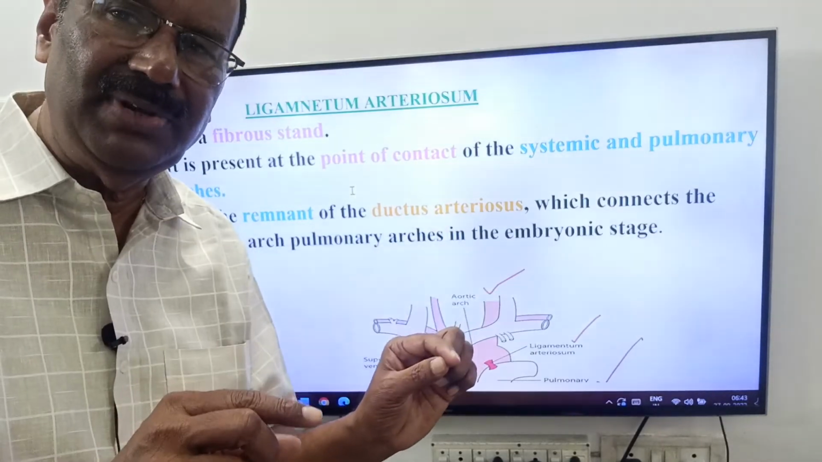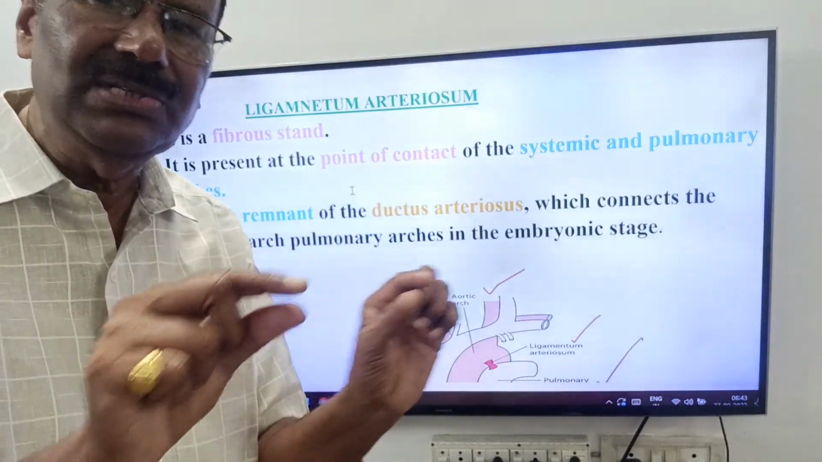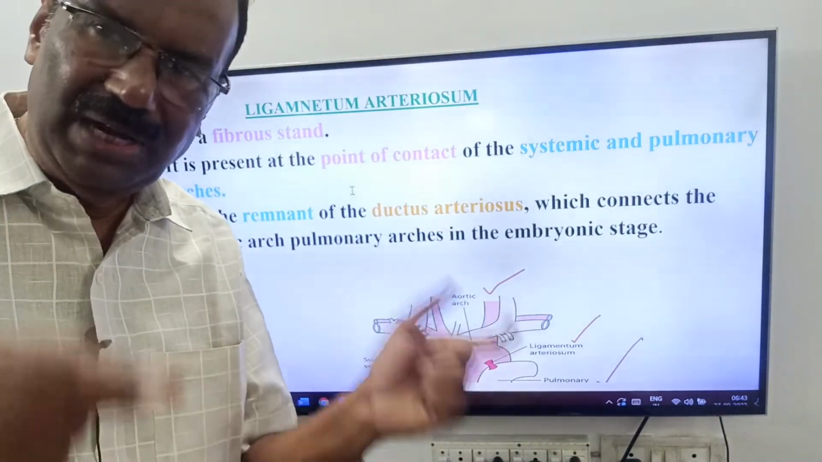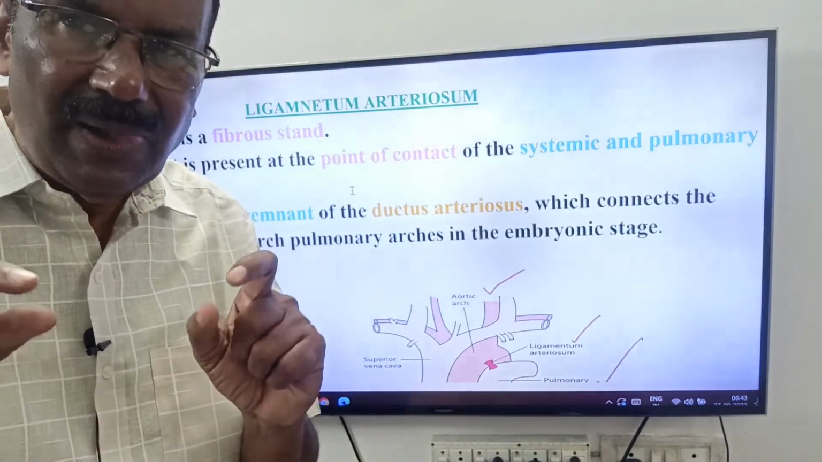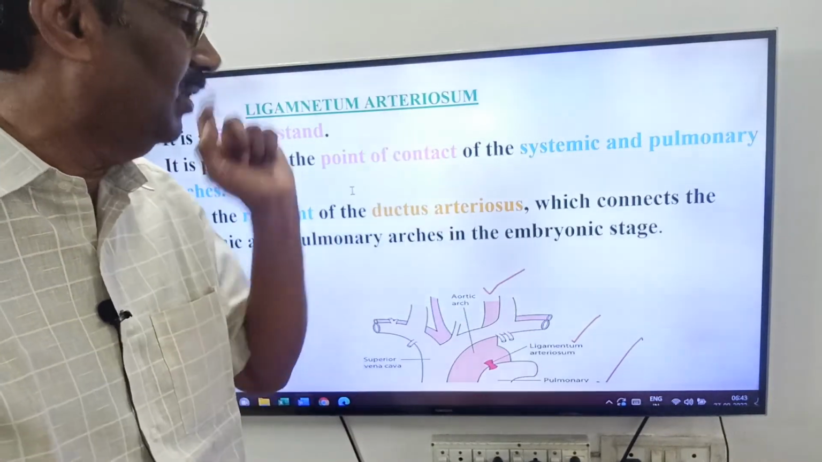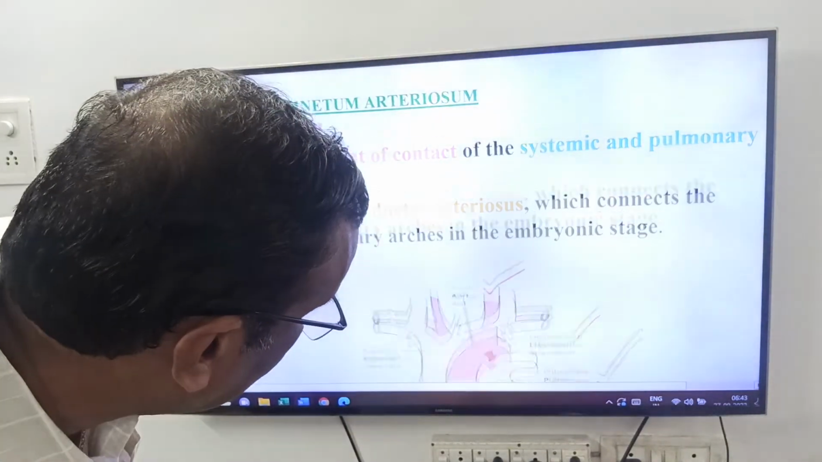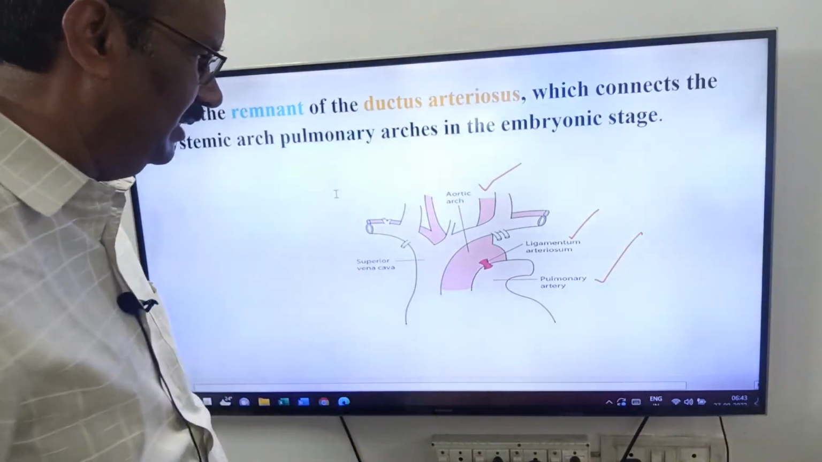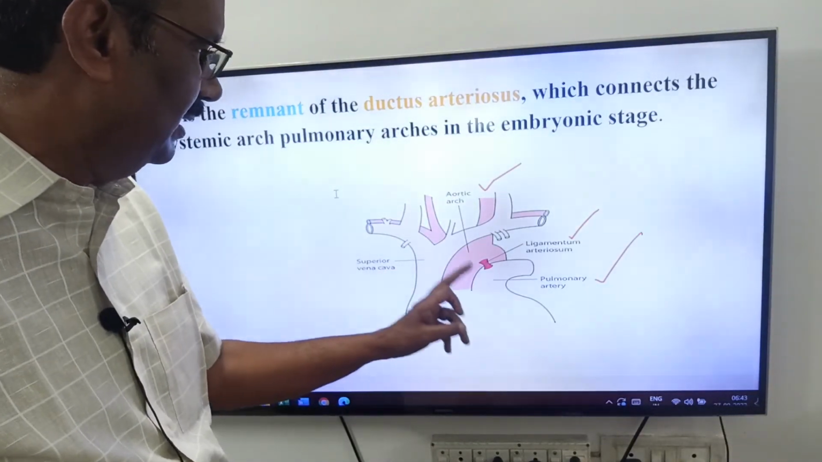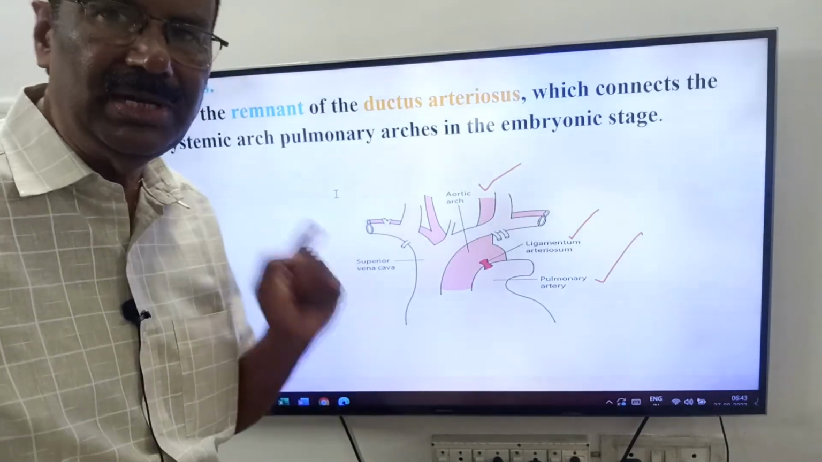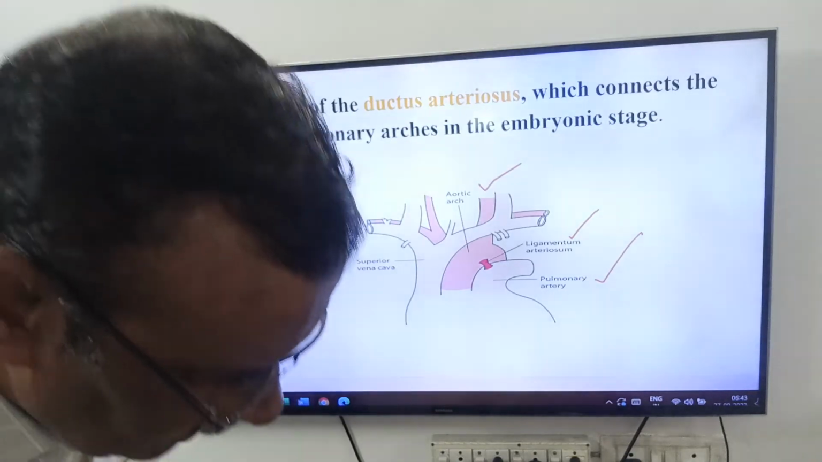Due to that, what happens? This ductus arteriosus is modified into a strand or band. It connects the pulmonary and systemic arch. That modified ductus arteriosus is called the ligamentum arteriosum. Here you see, this one is the ligamentum arteriosum. This is the pulmonary aorta. This is the systemic or aortic arch. This is called the ligamentum arteriosum.